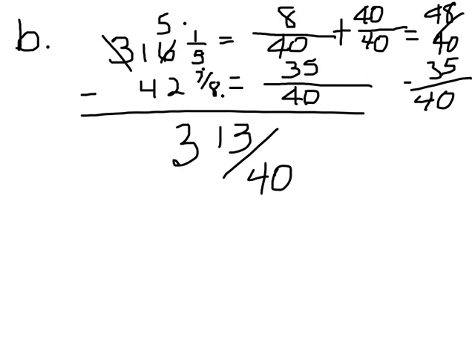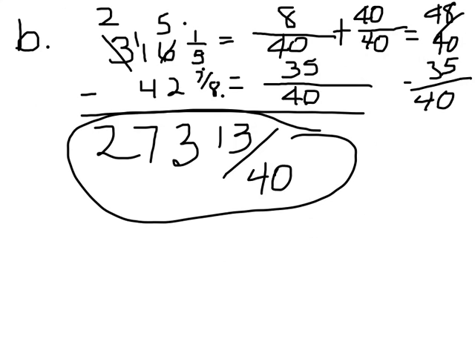Now I can come back to my whole numbers, and 5 minus 2 is 3. I can't do this, so I'll change this to 2 and this to 11. 11 minus 4 is 7. Bring down that 2, and this is my final answer.